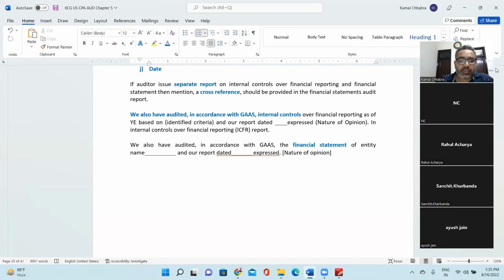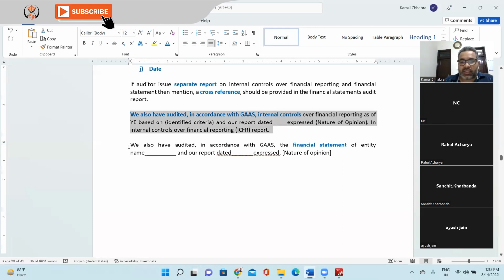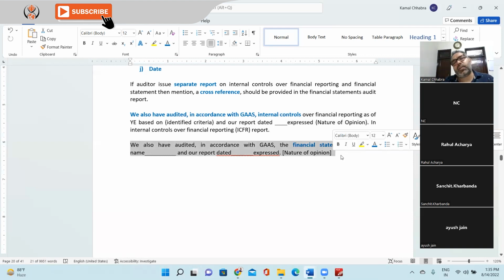And coming to the other side, we have also audited in accordance with the GAS, the financial statements of the entity, name of the entity, our report date this, and express an opinion this. So second paragraph, this paragraph you need to mention in the financial statement audit report, giving the cross-reference to the ICFR report, and this paragraph you need to mention in the ICFR report, giving the cross-reference to the financial statement audit report. Make sense?